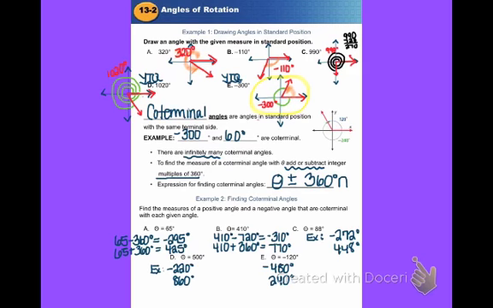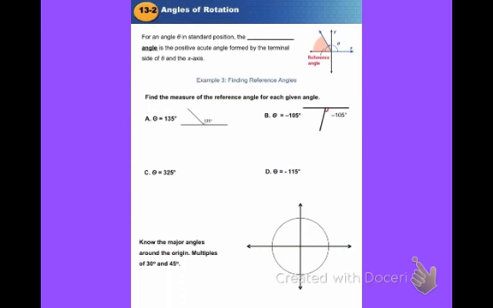Okay, so check out whatever ones you tried. And remember, these are simply examples. There are many, many, many, infinitely many, as a matter of fact, possible coterminal angles. You can just add other multiples of 360. So let's go ahead and turn the page.